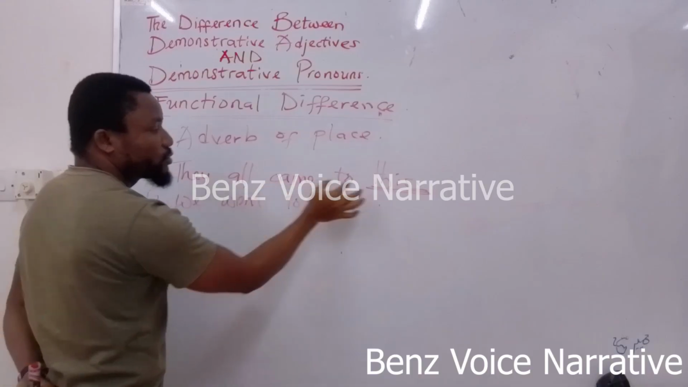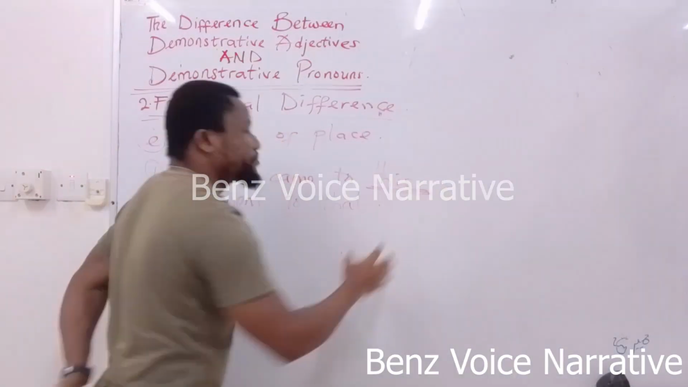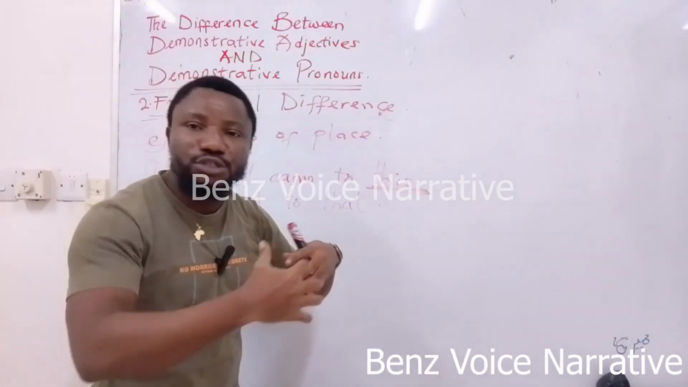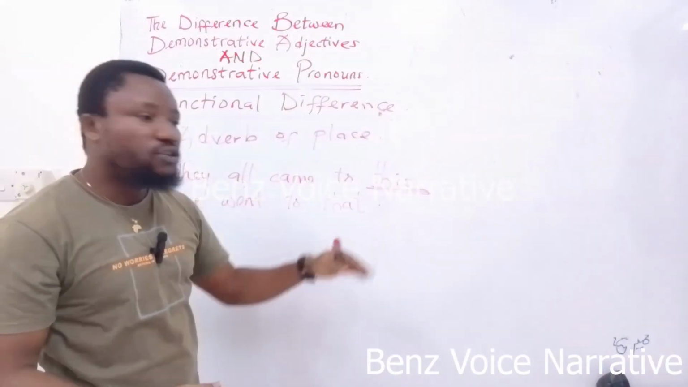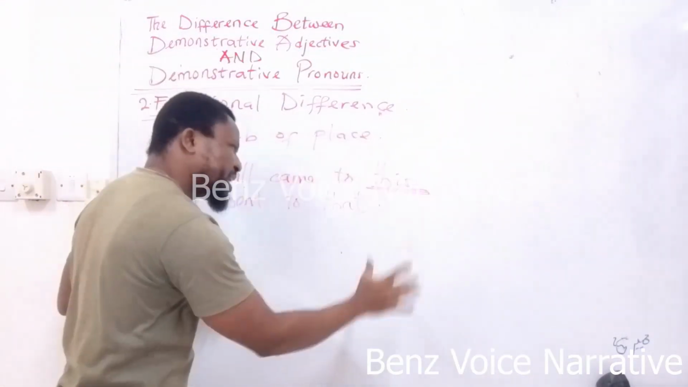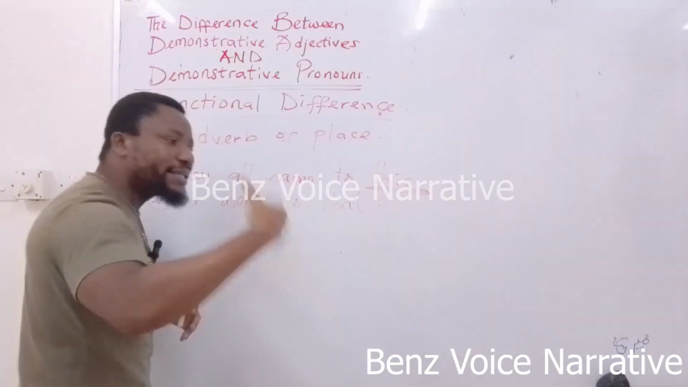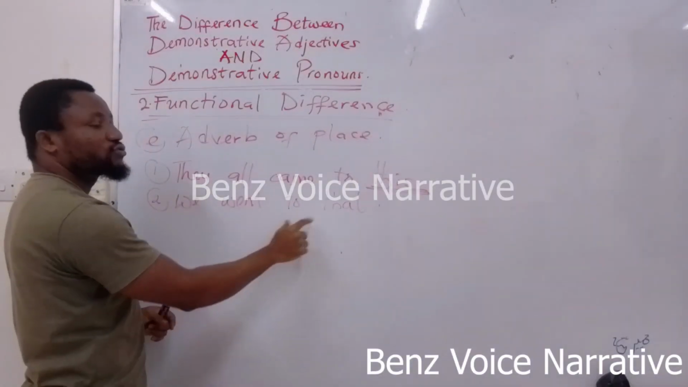They all came to this. Where did they come to? This. This here is a demonstrative pronoun that has been used to replace a place. It could be school, it could be a house, it could be a hospital, it could be an office, whatever it is. They just came to this. Where did they come to? They came to this.